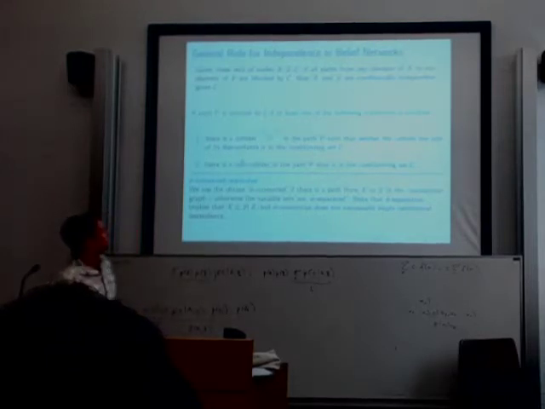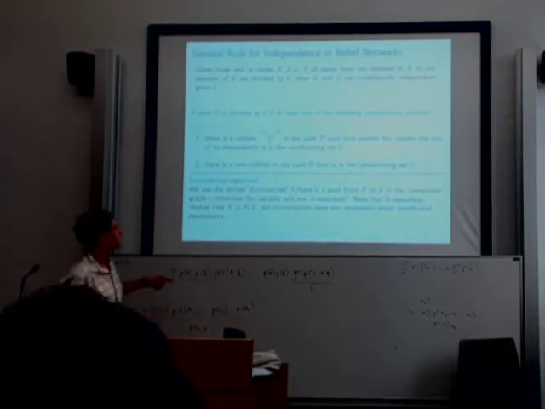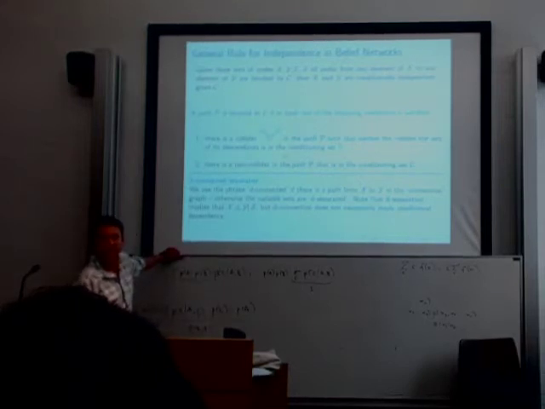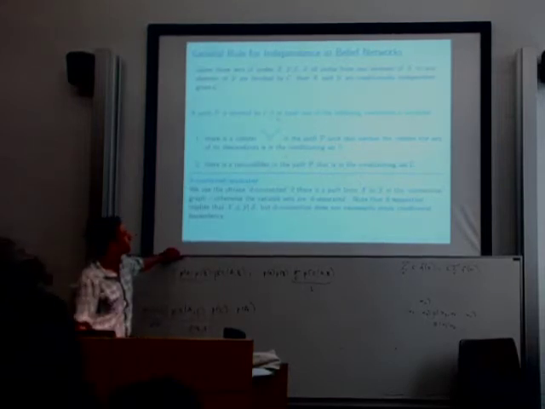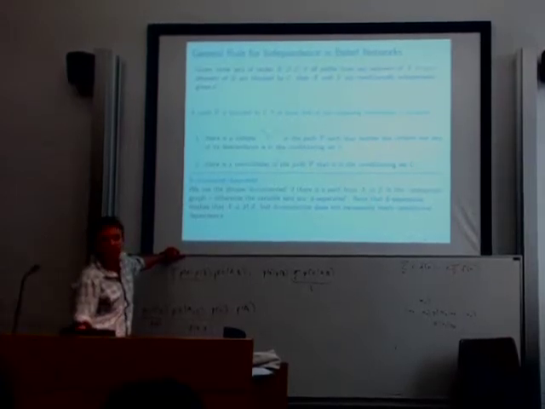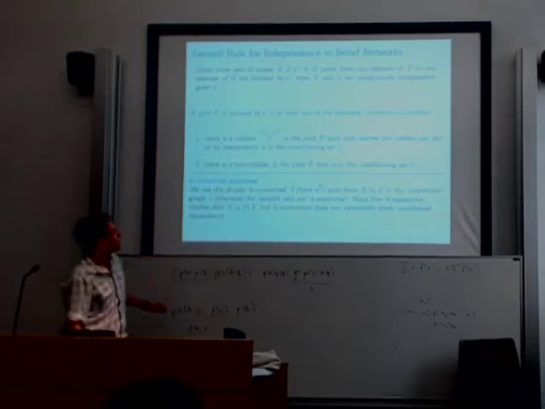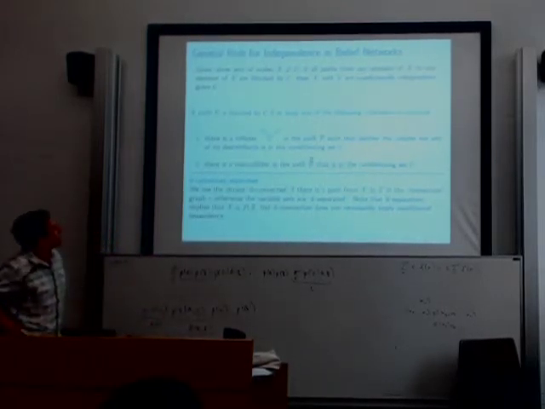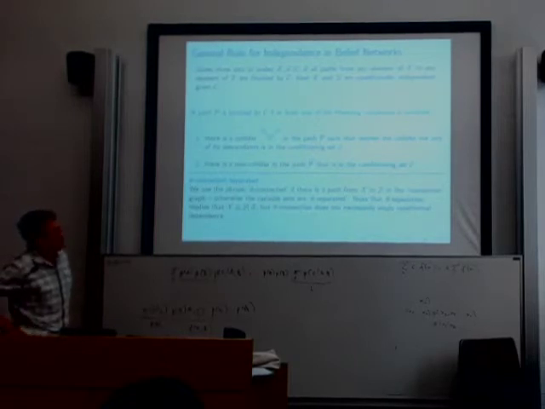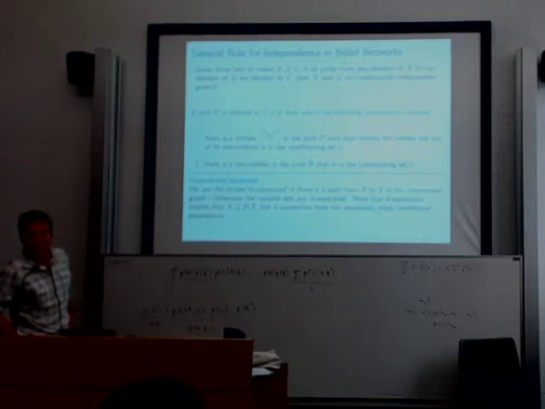Similarly, if there is a non-collider in the path that is in the conditioning set, that will also break this path. So these are the 2 situations essentially we talked about before. The path is blocked by C if either of these conditions holds. Then you have to check such paths from X and Y and make sure all of them are blocked if you want conditional independence. Otherwise they are dependent.